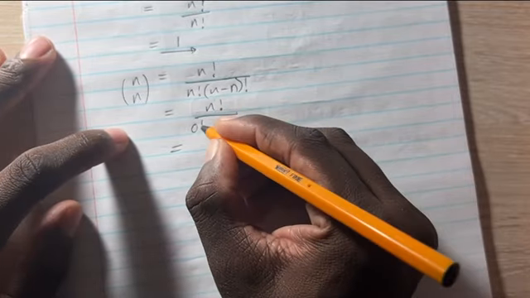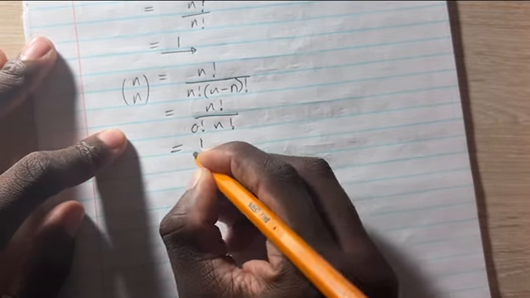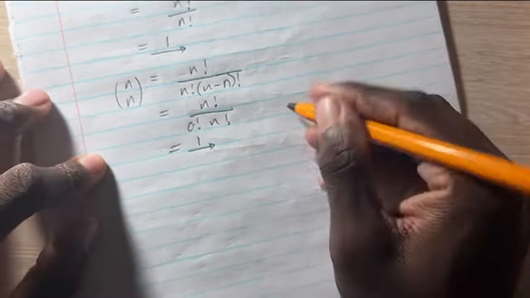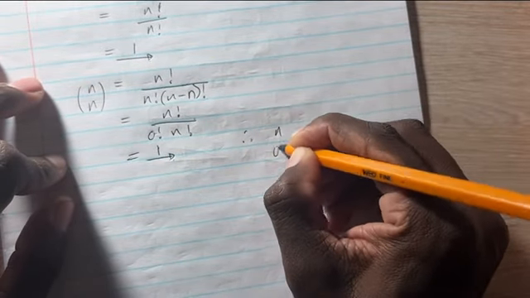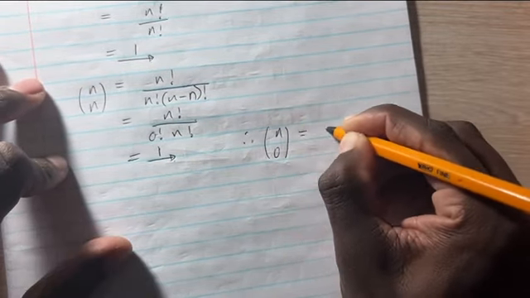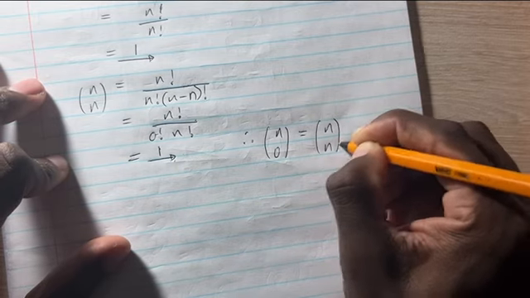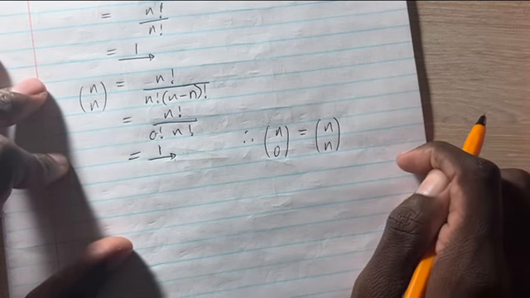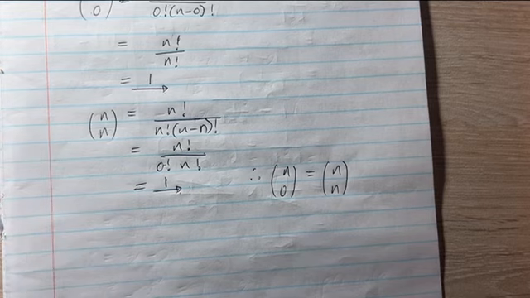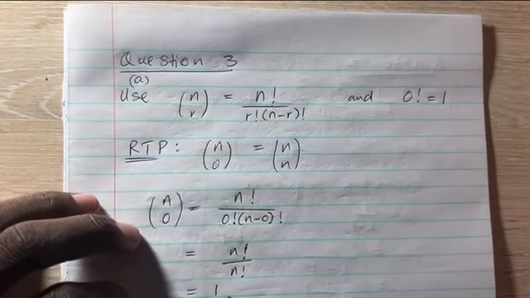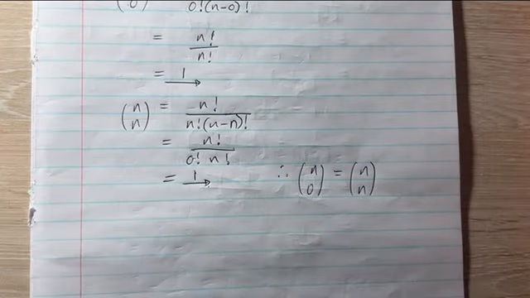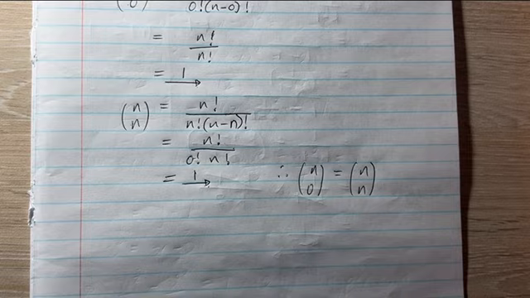Now this n cancels that one. This becomes a 1. Basically, the final answer is 1. Which means, therefore, n choose 0 is equal to n choose n, because they're both equal to 1. That's all for this question. Let's go to B. That was A. Let's go to B now.